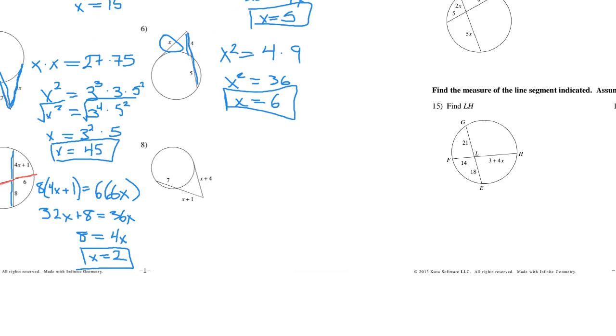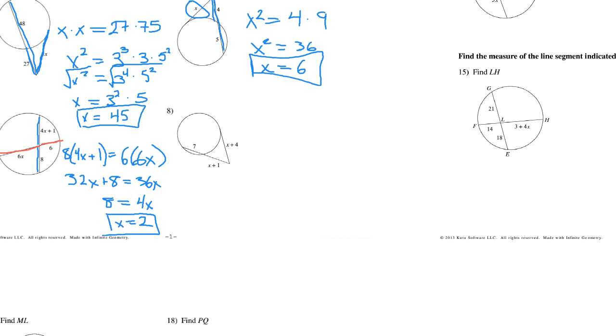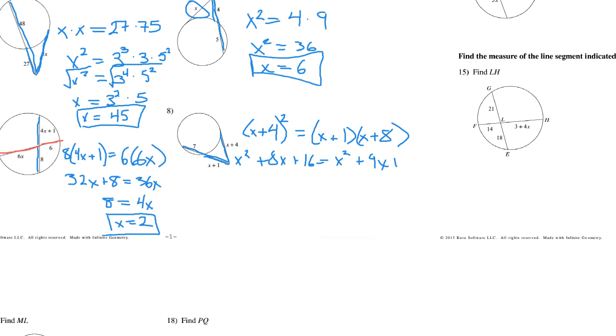Alrighty. Let's look at this last problem on this page, number 8. So here we've got an x plus 4 twice. That stinks because now we're going to have to square a binomial. And that's going to equal x plus 1 times x plus 8. Okay, that stinks. This is a good one to end on because it's one of the most complicated that we've done. So if we square this binomial, what we're going to get is x squared plus 8x plus 16. And that's going to equal x squared plus 9x plus 8.